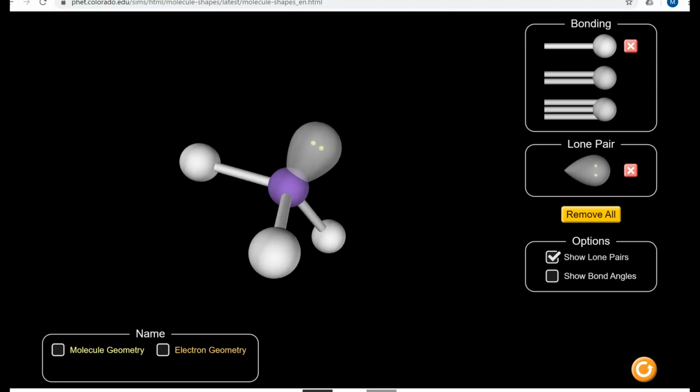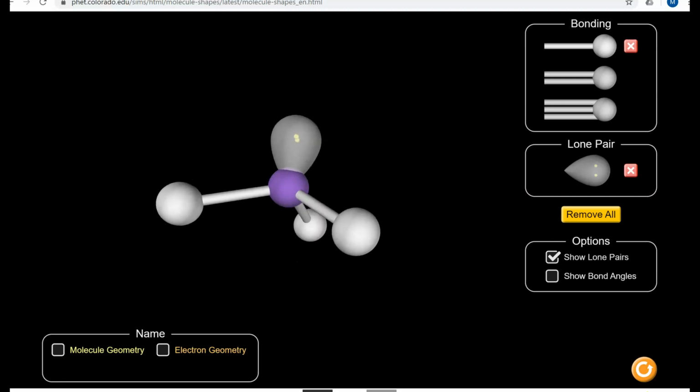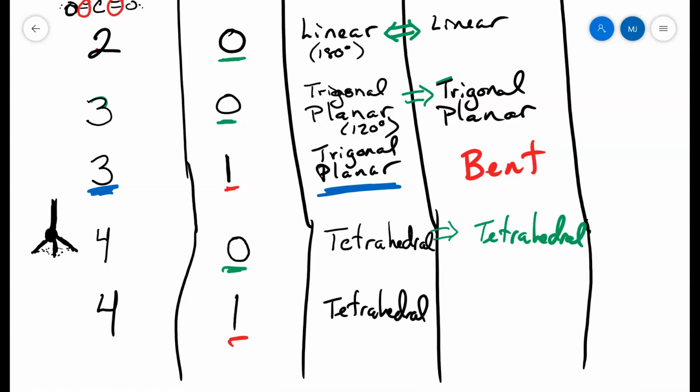So this shape is called the trigonal pyramidal.